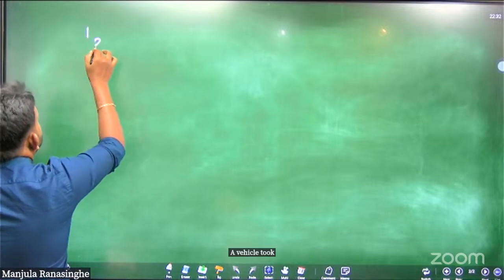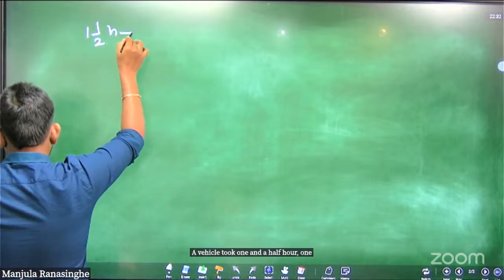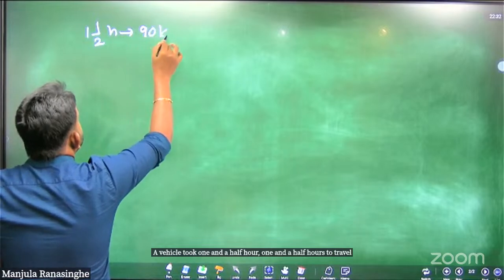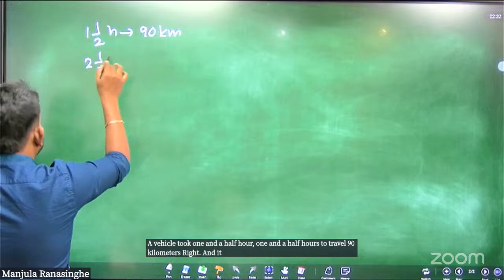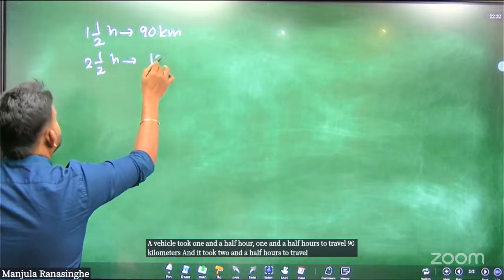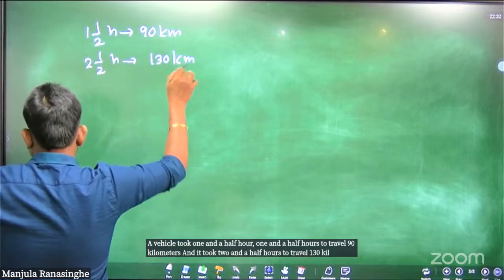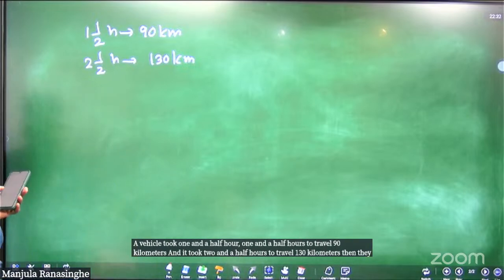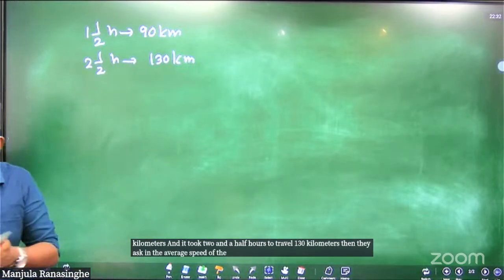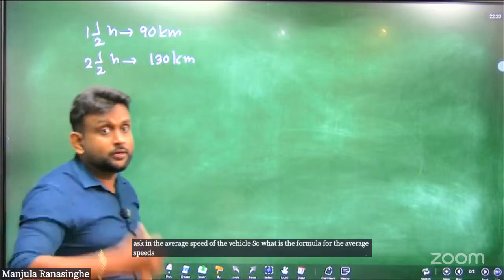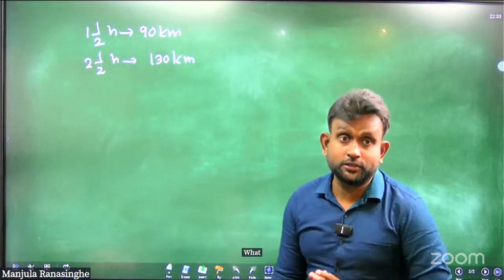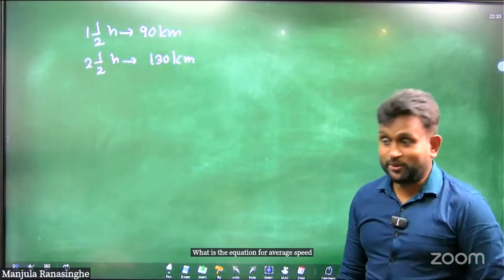Right, a vehicle took 1.5 hours to travel 90 kilometers, right? And it took 2.5 hours to travel 130 kilometers. Then they ask the average speed of the vehicle. So what is the formula for the average speed? Tell everyone, right? What is the equation for average speed? Do you know this equation?